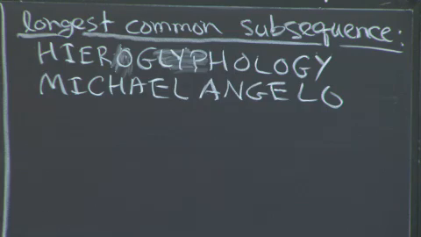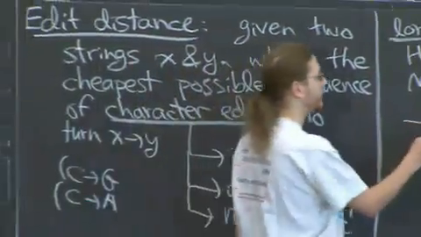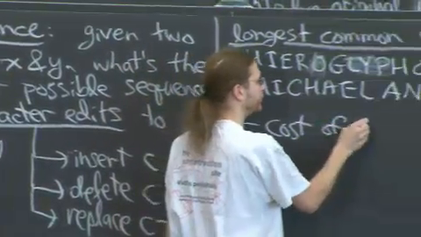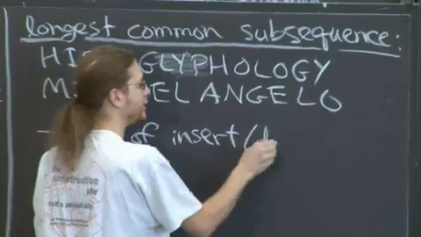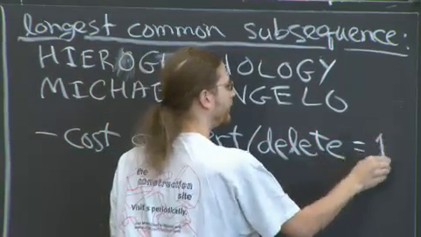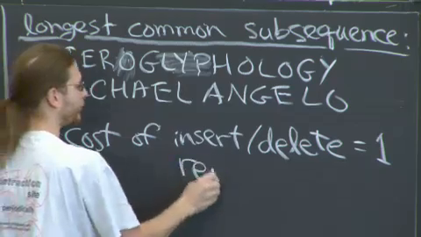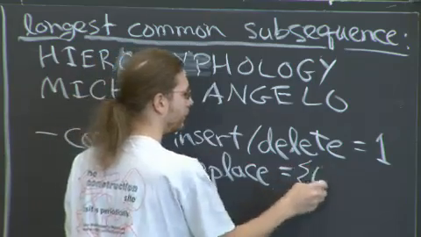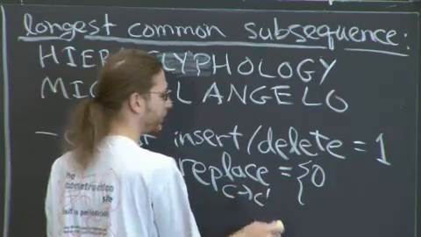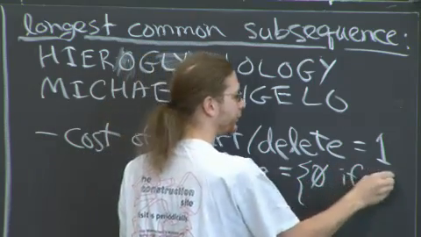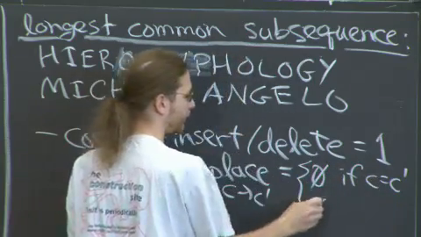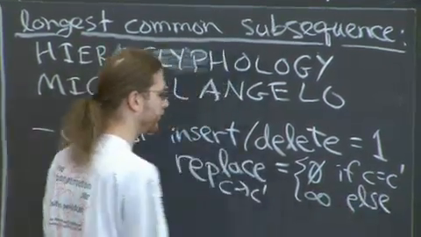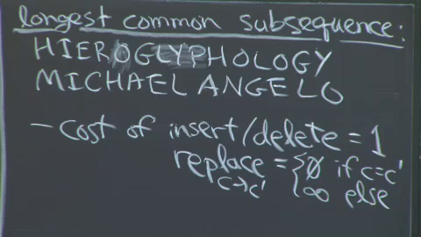You can model this as an edit distance problem. You just define the cost of an insert or a delete to be 1, and the cost of a replace to be 0. So this is a C to C prime replacement. It's going to be 0 if C equals C prime, and I guess infinity otherwise. Just don't consider it in that situation. OK, anyone find the longest common subsequence here? It's an English word. That's the hint.